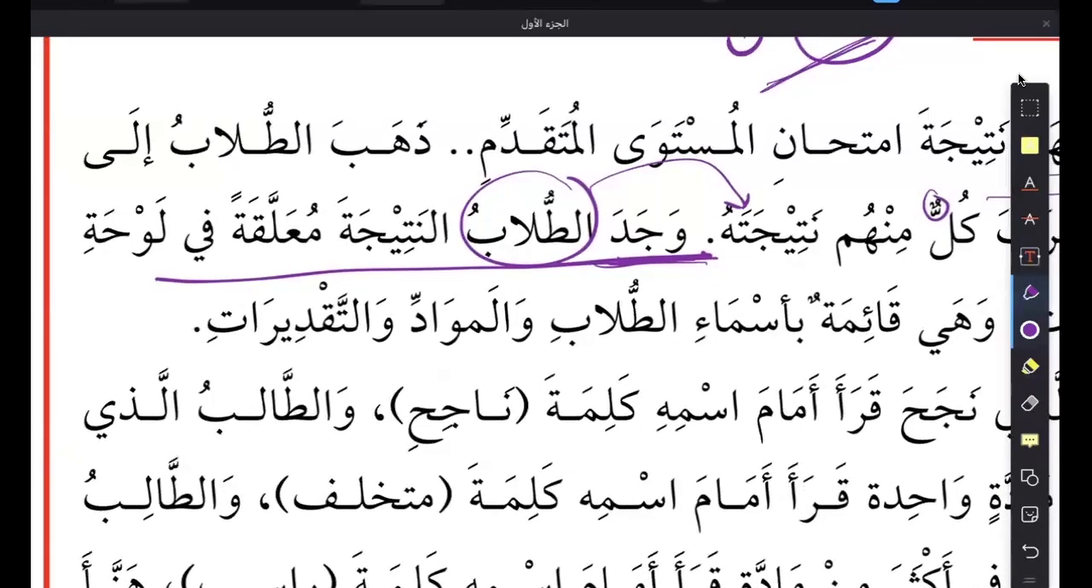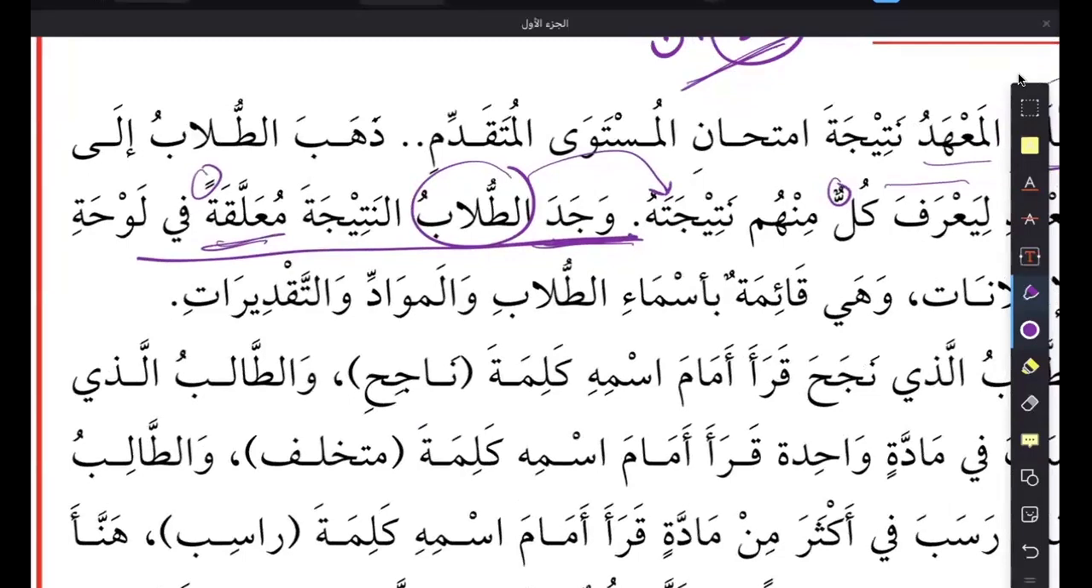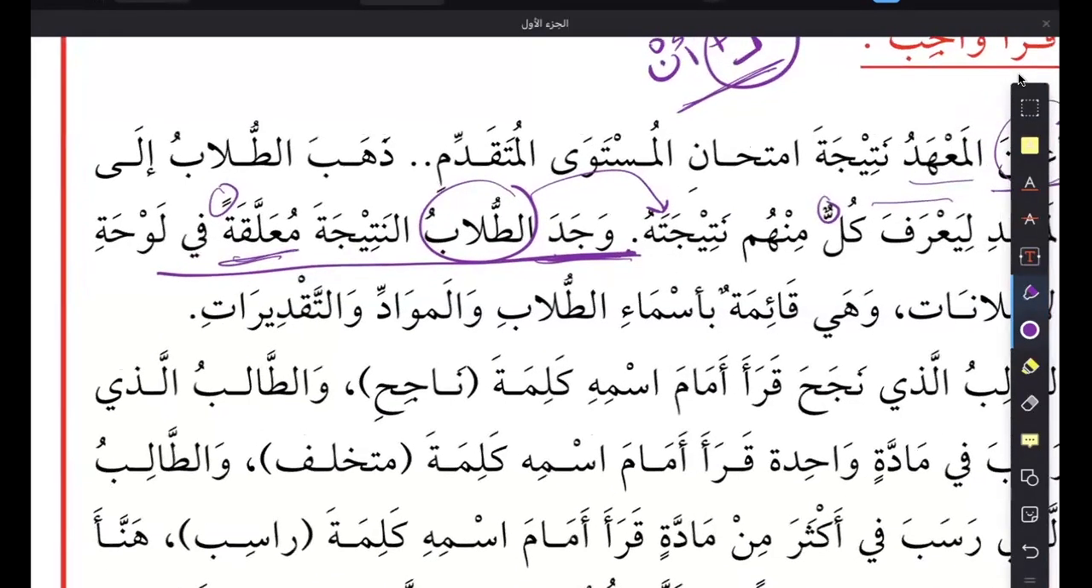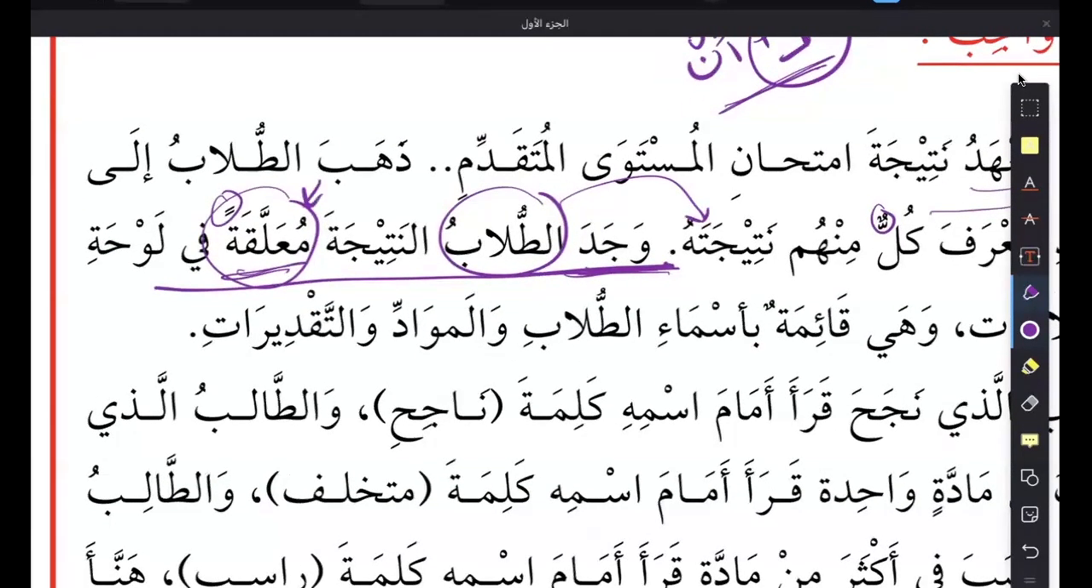So, وجد الطلاب النتيجة معلقة في لوحة الإعلانات. So they found the result hanging in the bulletin board. But my question is, what do you think معلقة is doing here? Why is it mansub? This is a little bit advanced topic, which inshallah you will learn in the next level. This is not maf'ul bihi, because we have a maf'ul bihi here already. This is what they call hal. Hal is a state, a situation.